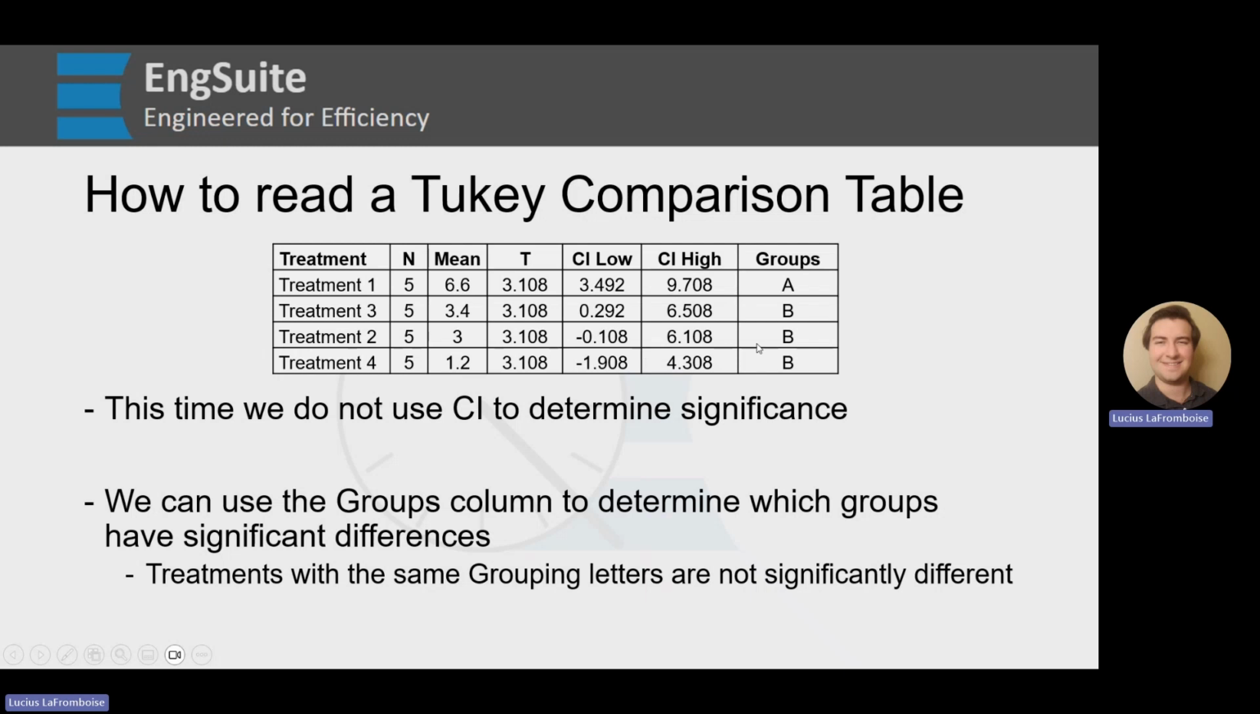This time, we're using this grouping column. And the treatments with the same grouping letters are not significantly different. So as we saw in our Fisher and our confidence intervals, treatments 3, 2, and 4 were not significantly different from each other. They're all in group B, whereas group A, treatment 1, was significant from the rest. So that's how you tell. If they share a letter, they are grouped.